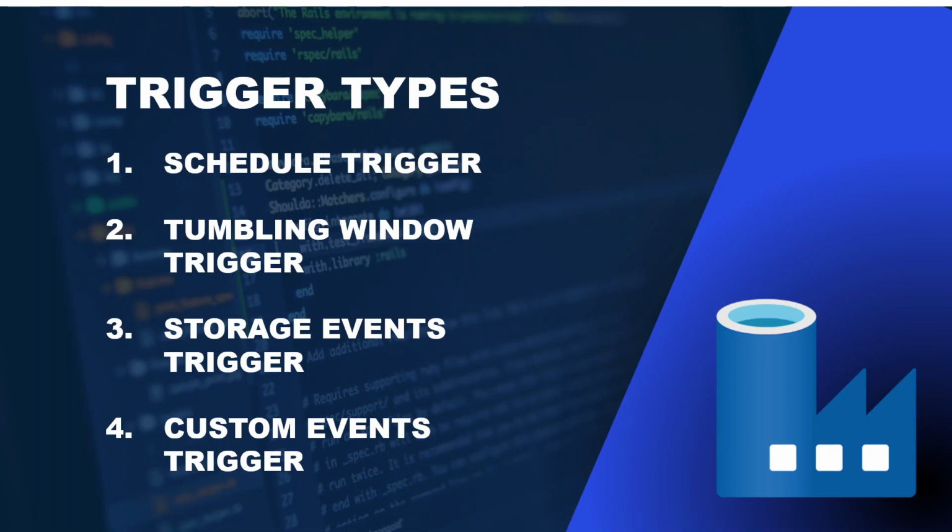Hello guys, today I'm going to quickly explain the 4 types of triggers that you can configure in Azure Data Factory. The most popular ones are the schedule trigger and the storage events trigger, but I'm going to quickly show you the 4 of them.